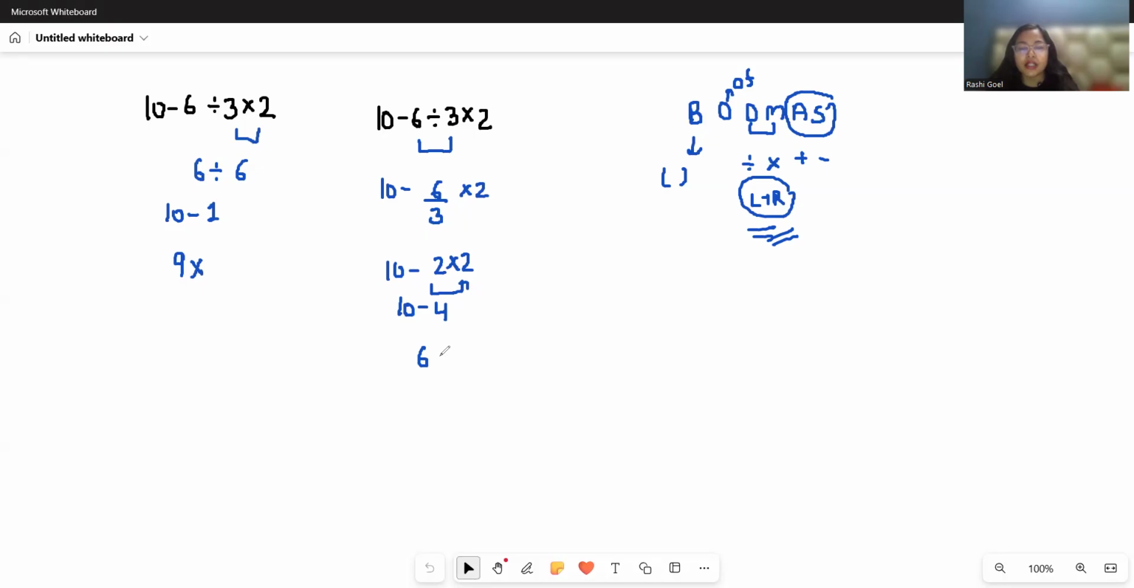So what is the correct answer? 6. So many students multiply first. That is a wrong step. So solve correctly and your correct answer is 6.